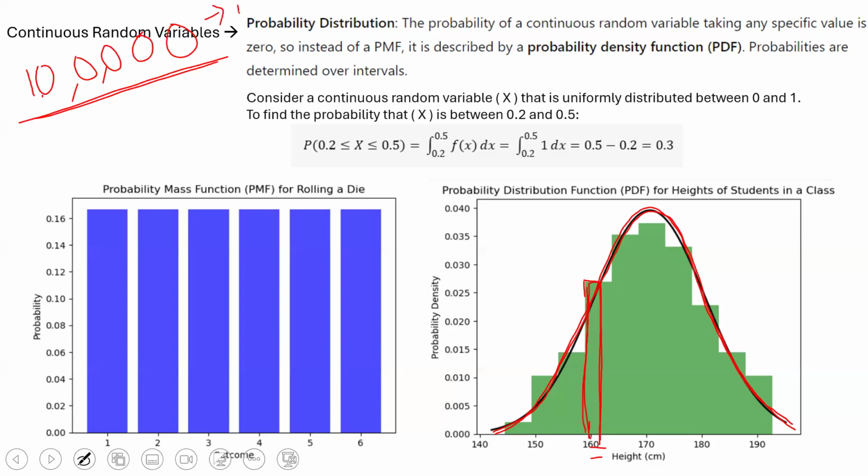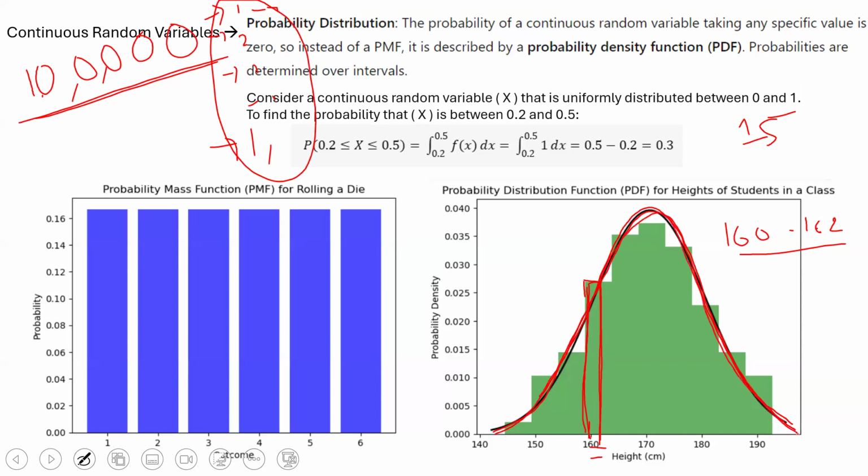The first student's height is not falling within 160 to 162. Then I go to the second student, check the value, and if the student falls within this range, I increment the count. Going to the third student, the fourth student, incrementing to 5, 6, and so on up to 1 lakh students. Am I going to every student? It's not at all possible. But then how am I getting this graph? It is just an approximation.